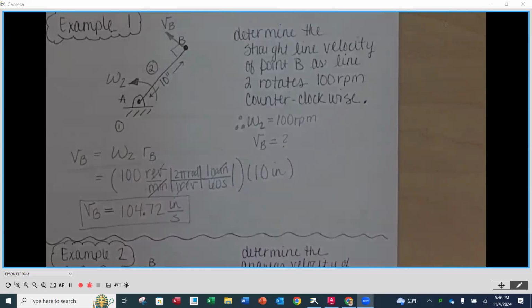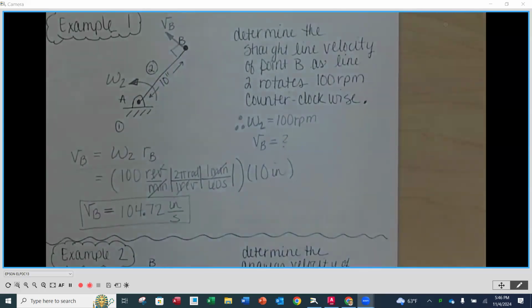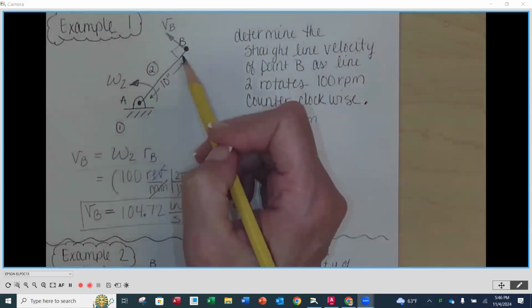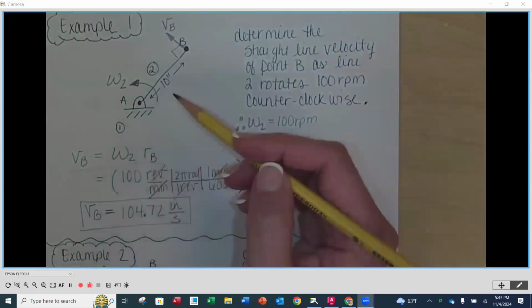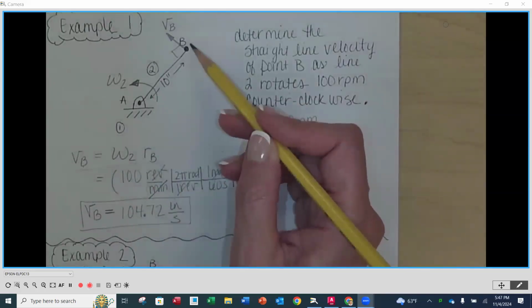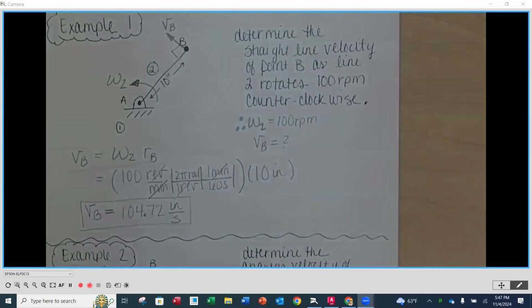And I want the subscripts here. VB says this is the velocity of point B, so I better see a point B up here and a velocity identified. W2 is the angular velocity of link number 2. RB is the radius from the center of rotation to point B. Don't just put V is equal to WR. Get used to putting the subscripts so that they match up with links and points.